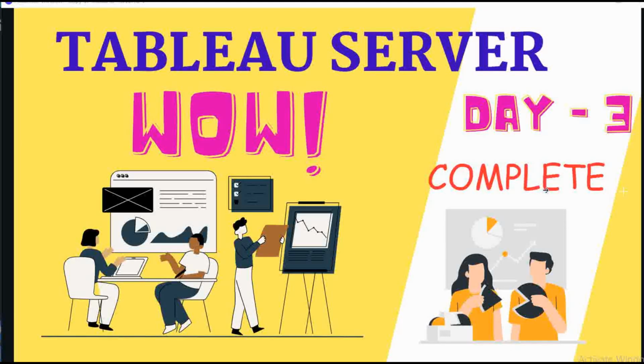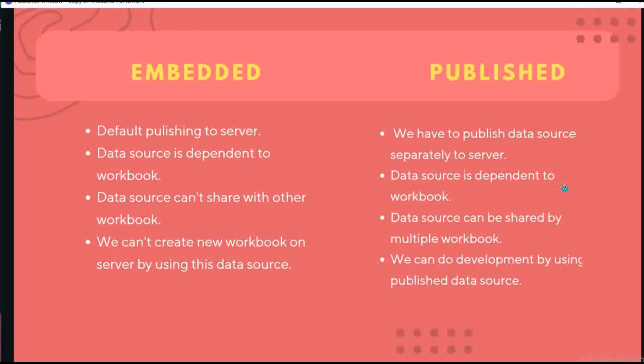Let's start with the embedded data source and published data source. If you see the comparison between them, while you publish a workbook to Tableau Server, by default it will be taken as an embedded data source. It means when you publish a workbook, the data source is also published along with that workbook. Any change in the connected data source will be reflected directly in the embedded data source once you refresh the workbook at the server level.